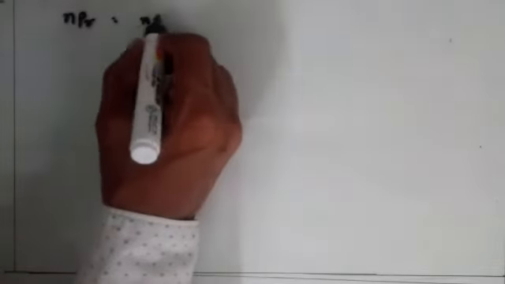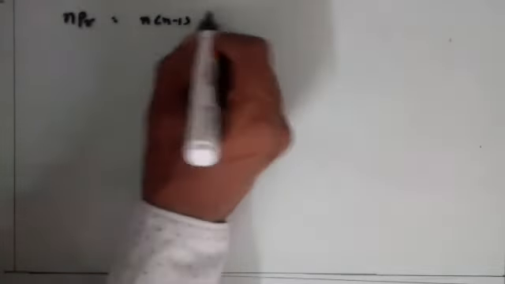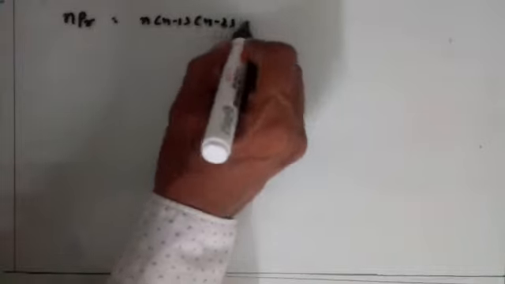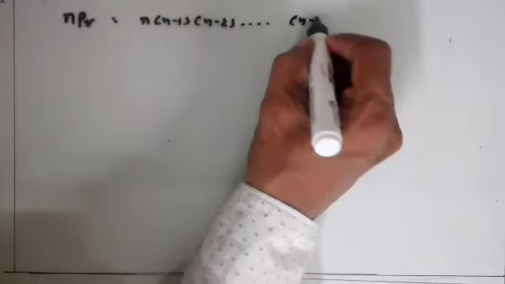Friends, last time we completed exercise 7.2. Now here we discuss the formula of permutation of an object taken r at a time, that is nPr. Here we know that nPr is equal to n into n minus 1 into n minus 2 up to n minus r plus 1. You know that.